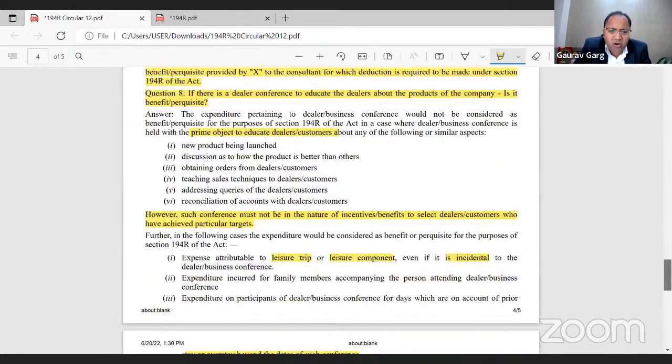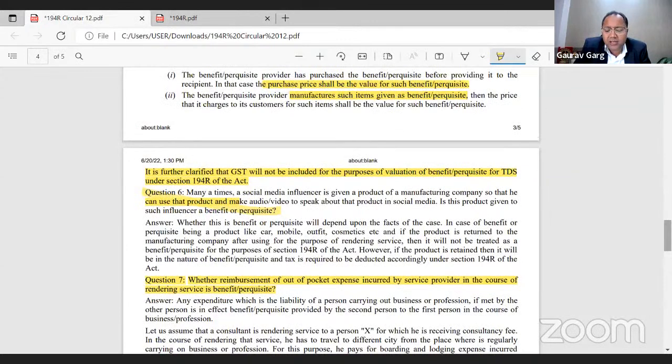And if you have any question on 194R, the section is new to all of us. We can discuss for, let's say, another 15-20 minutes. So any question on dealer conference first?